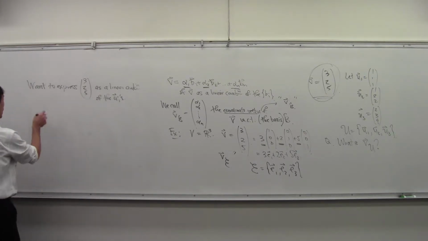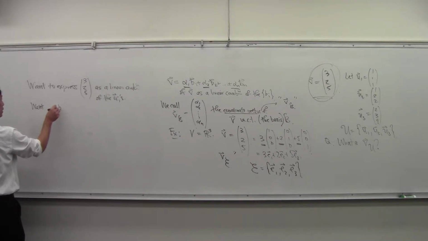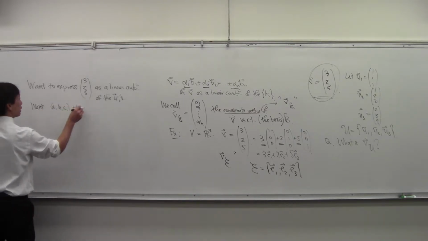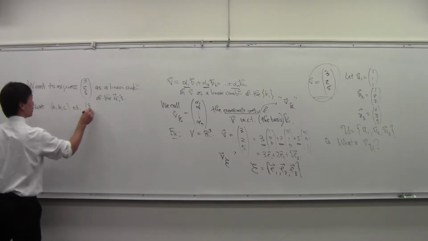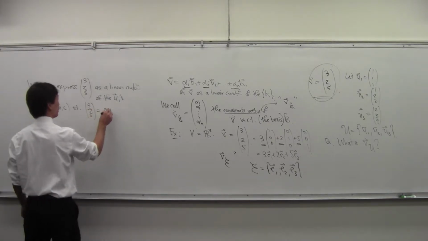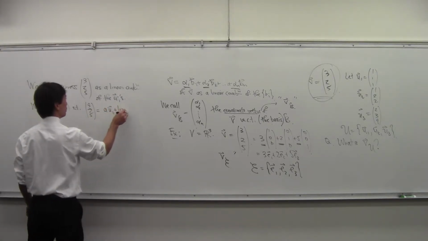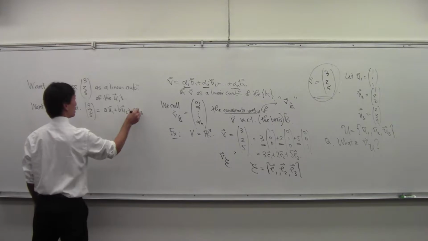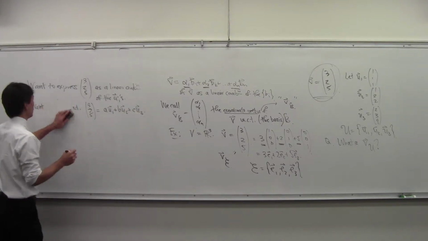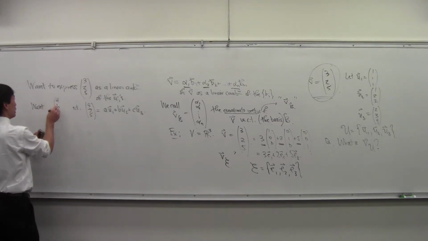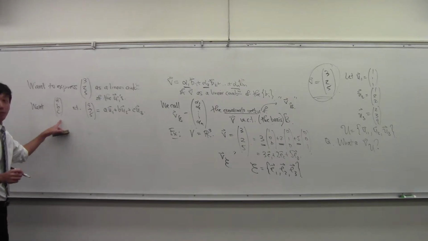In other words, you want coefficients A, B, and C such that 3, 2, 5 is A U1 plus B U2 plus C U3. You want A, B, C. You want your coordinate vector.